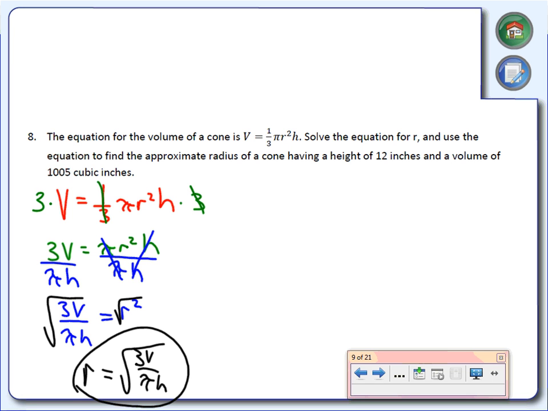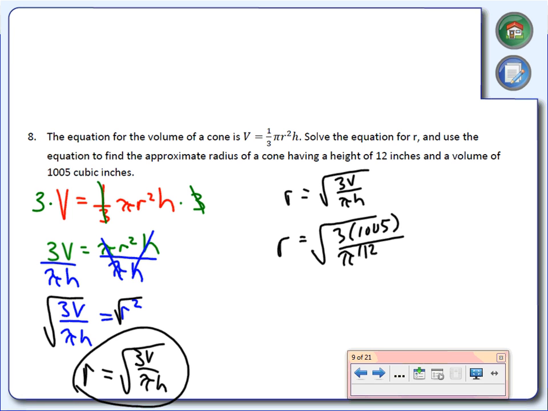Now what we're going to do is use this equation so that we can solve for the radius. Now here's what they told us. They told us that the volume was 1,005, and they also told us that the height of the cone was 12 inches. So I'm going to put that into my calculator and see what we get. So go ahead and put that in the calculator and see what number you get.